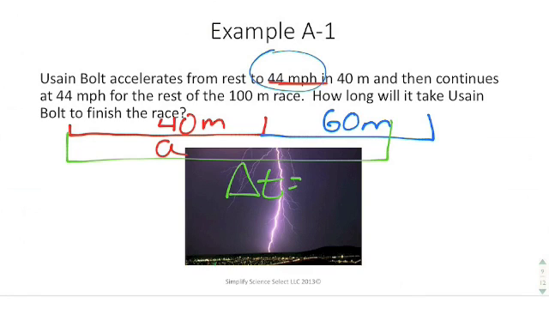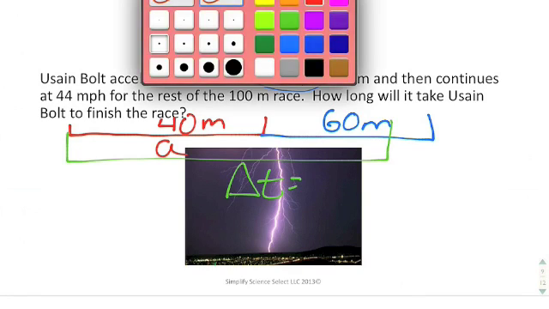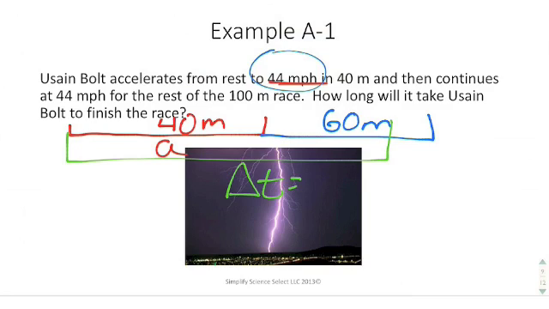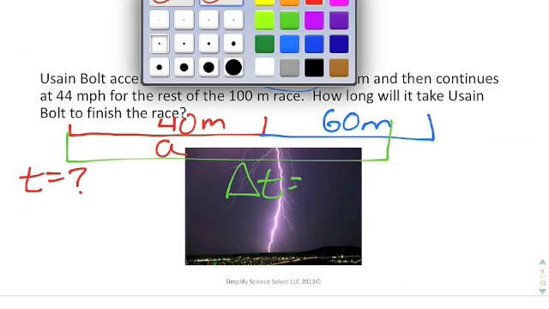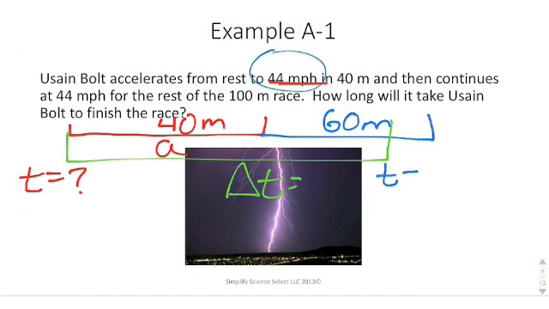So let's break it up into two different segments. Let's break it up into the accelerated motion and the constant velocity motion, and then let's add those two times together. So in both cases here, I'm going to be looking for time because that's going to allow me to get to my goal of time.